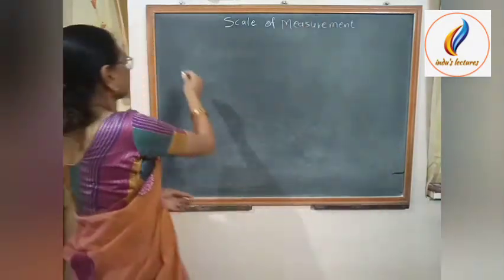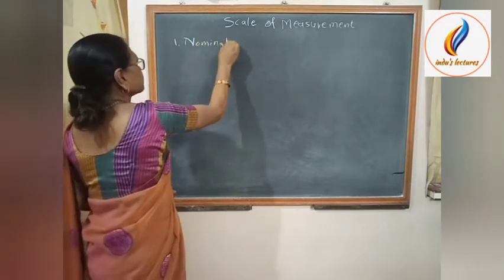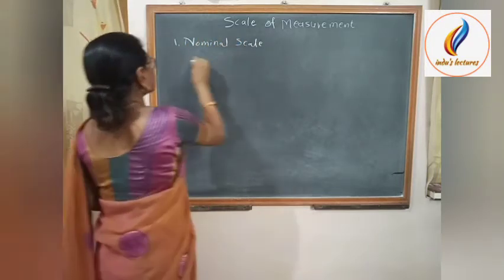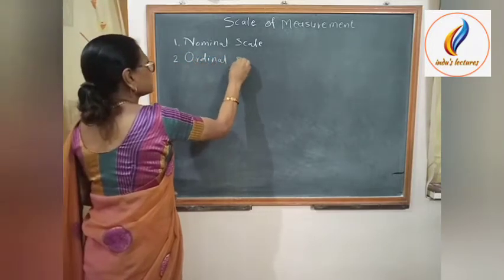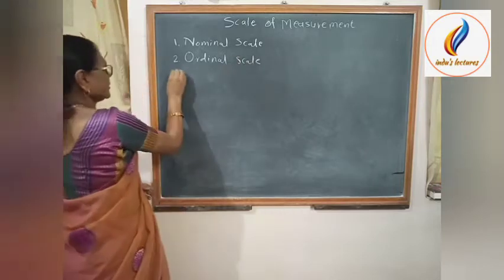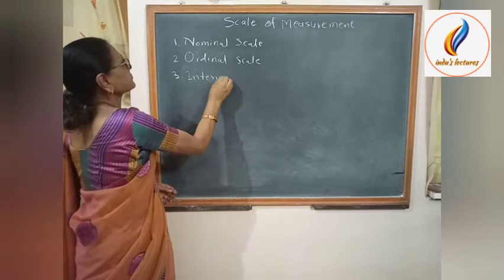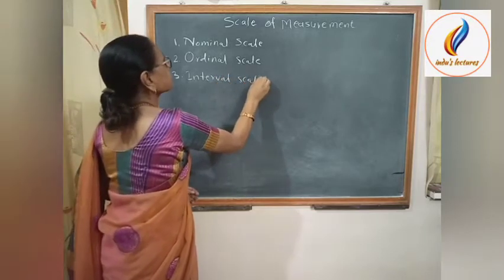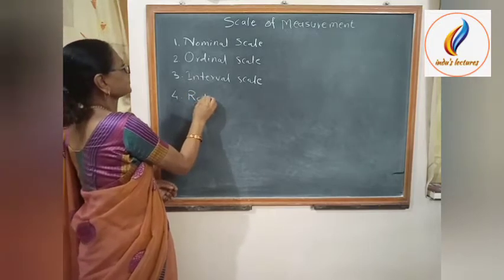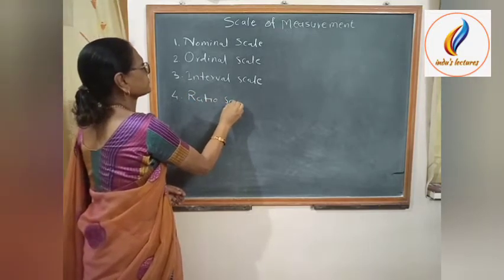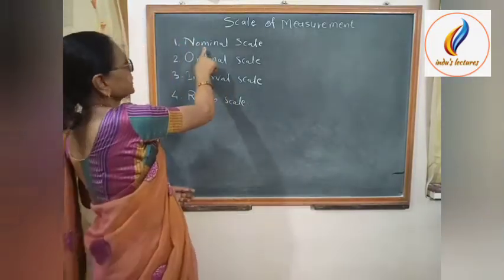One is nominal scale, second is ordinal scale, third is interval scale, and fourth is ratio scale. Now consider nominal scale.